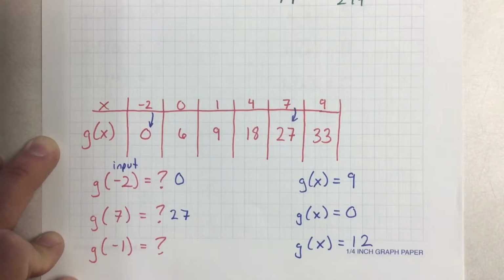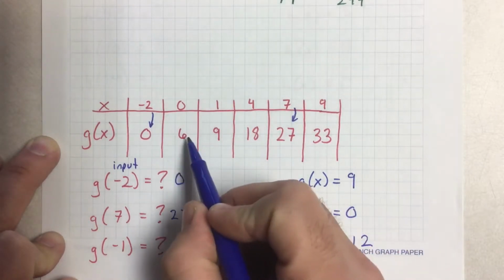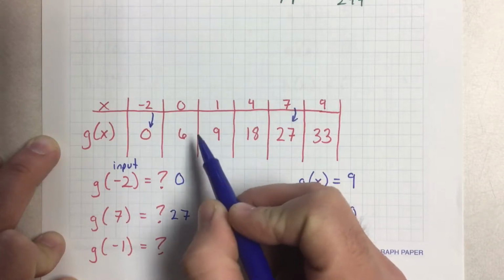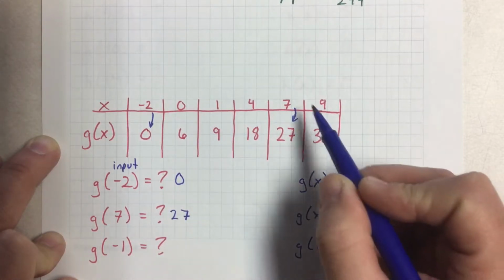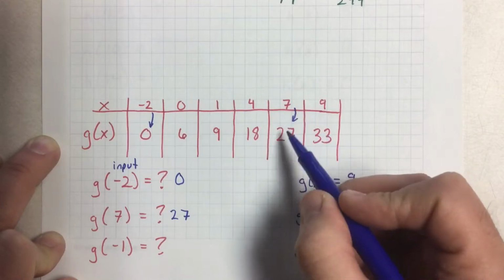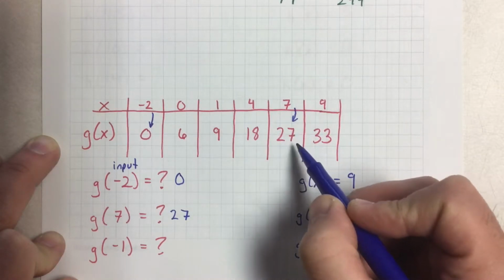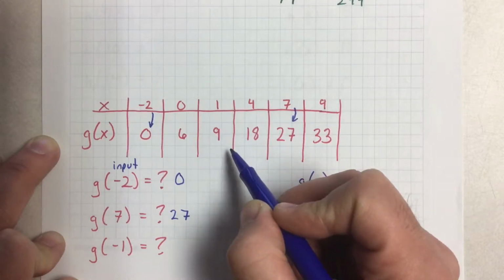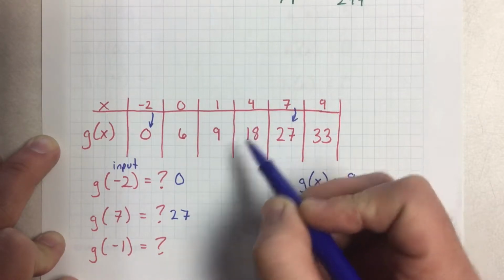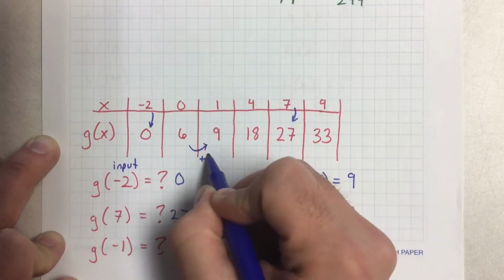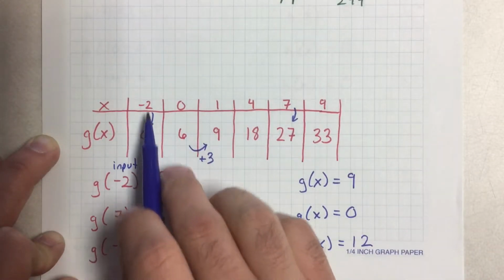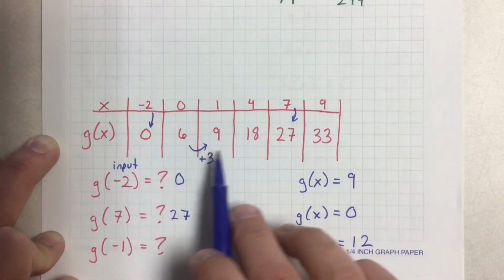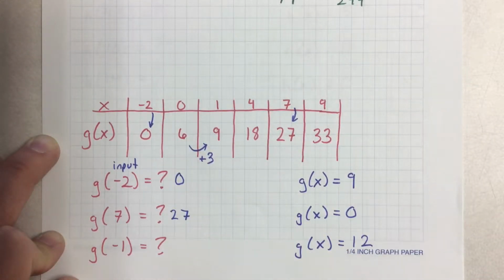So maybe we have some sort of relationship, quadratic, exponential, or linear. Let's look. So from 6 to 9, that's adding 3. From 27 to 33, that's adding 3 and adding 3 again, it's 30, and yep, 33. Here I'm adding 3, that's 12, adding 3, that's 15, adding 3 again, that's 18. So it looks to be that the pattern, the rule is adding 3. So if I'm at 0 at -2, at -1 we would be at 3.